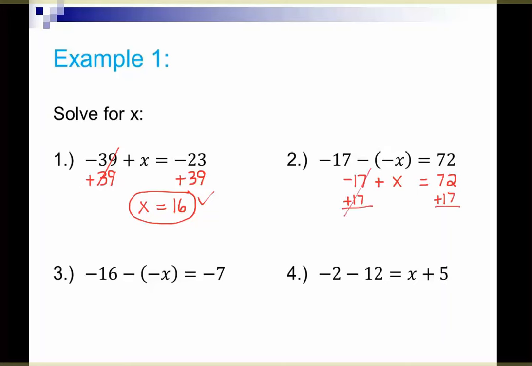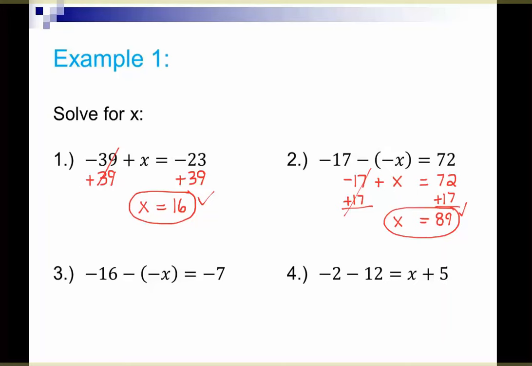And when you do this, this guy cancels out. On the left-hand side, you're left with x by himself. And then 72 plus 17 is going to be 89. You want to take that 89, plug it back in for x, and make sure that you get a true statement. Basically, you're going to get negative 17 plus 89 equals 72, and that is a war problem that ends up being true. All right, let's go over to number 3.